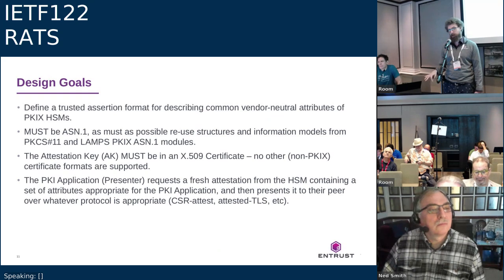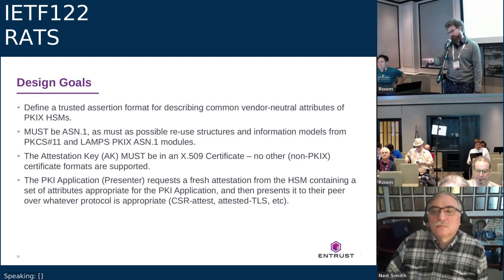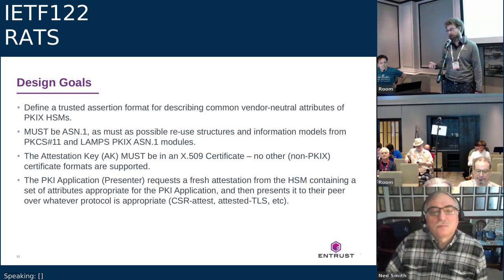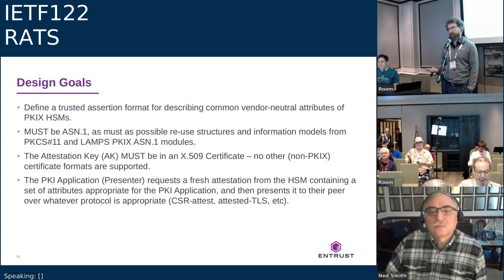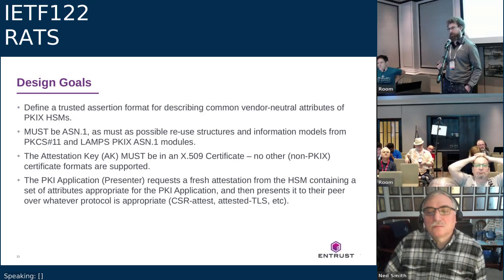So, the stated design goals of the design team. We want a trusted assertion format for describing common vendor-neutral attributes of PKIX HSMs. So there's that scoping to PKIX HSMs, and we're trying to distill out what is common functionality across multiple vendors. This must be ASN.1 because that gets maximum reuse of existing components within HSMs. The attestation key must be an X.509 certificate. We're not considering any other formats for attestation keys. And the PKI application, which we're calling the presenter, gets to request exactly what it wants from the HSM inside that fresh attestation.